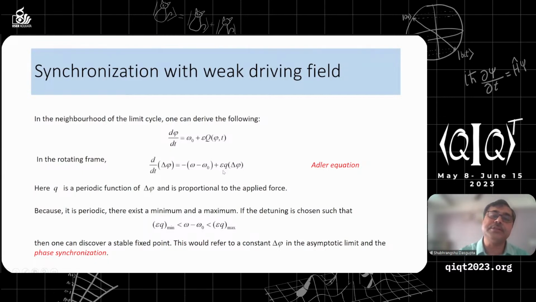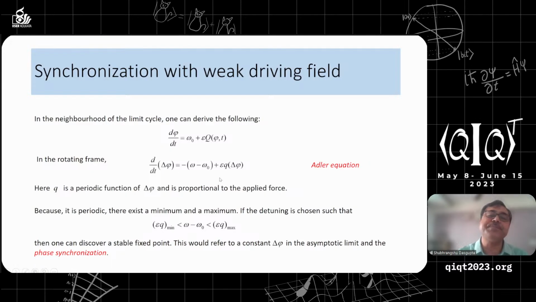And because of this periodicity, the equation becomes nonlinear. So for example, Q is a sine function, and the sine function is nothing but a series in delta phi, delta phi cubed, delta phi to the power 5, and so on. And that is why this is essentially a nonlinear equation. This form of the equation is famously known as the Adler equation.